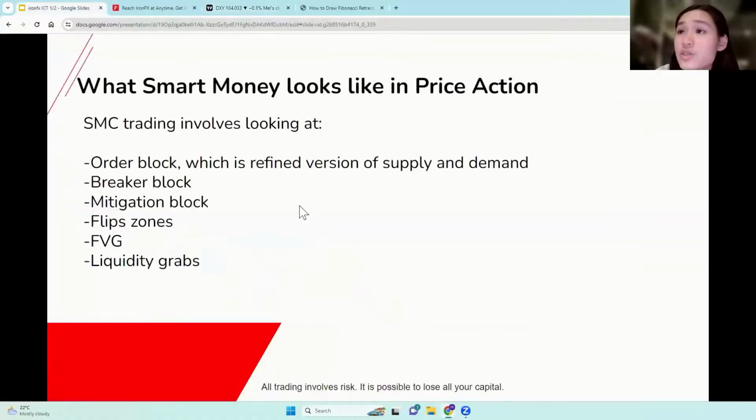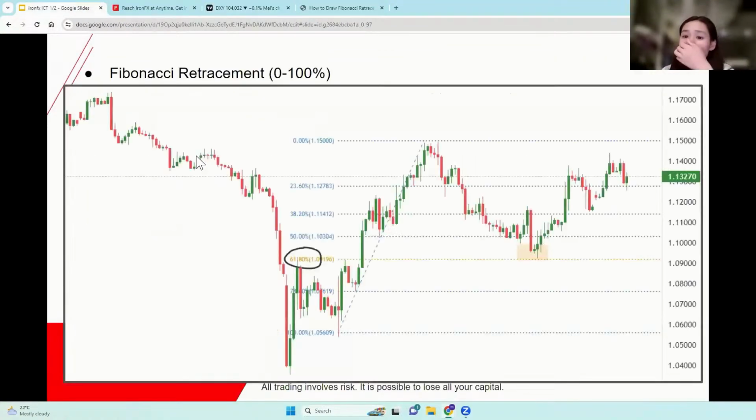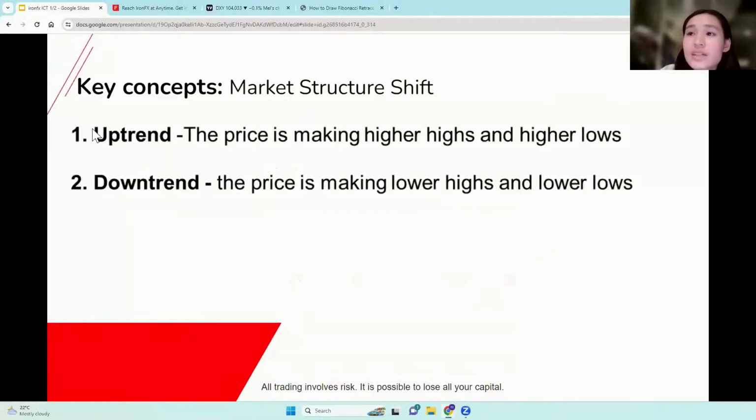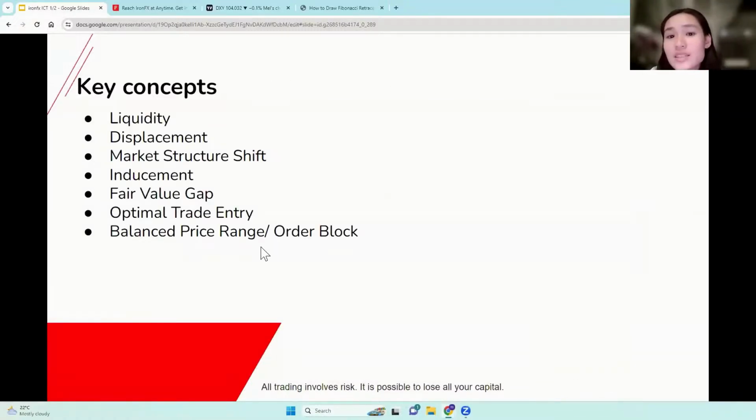So you can use these key concepts more like a checklist when you're using the ICT trading strategy. Firstly, you look for the liquidity, followed by the displacement, then any market structure shifts, inducements, and fair value gaps. Then use your Fibonacci levels to find your optimal trade entry, followed by the balanced price range, which is basically looking for a double fair value gap.